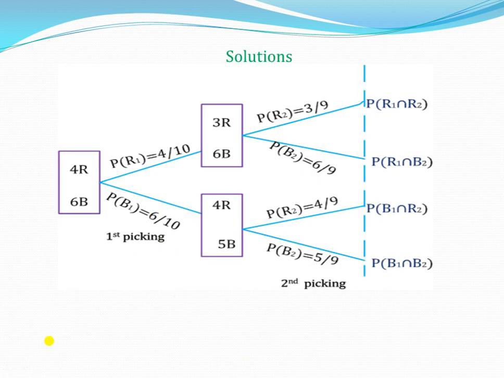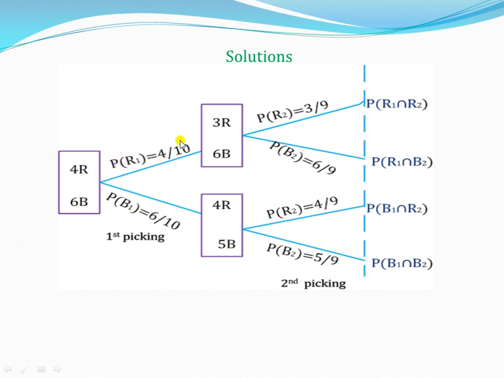Now, we have 4 red and 6 black. To pick the red one in the first picking, the probability will be 4 out of 10. And to pick the black one in the first picking, it will be 6 out of 10. I hope you can see this, you just simply get 4 divided by the total, then get 6 divided by the total of the 2 colors. That is how we got this.